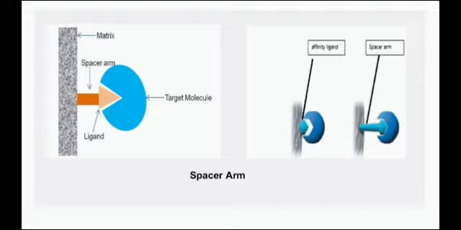This arrangement keeps the ligand away from the surface, ensuring that even large biomolecules can approach and bind effectively. The length of the spacer is important. Too short, and the ligand may not be accessible; too long, and it may cause non-specific binding. With the spacer arm in place, we come to the most crucial part, the affinity ligand.